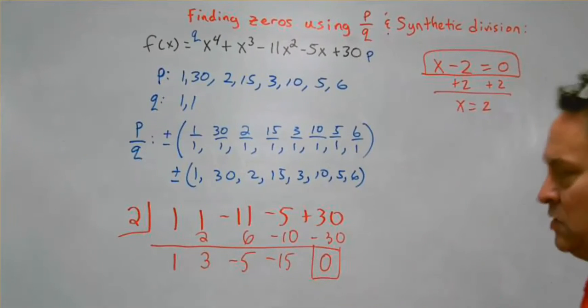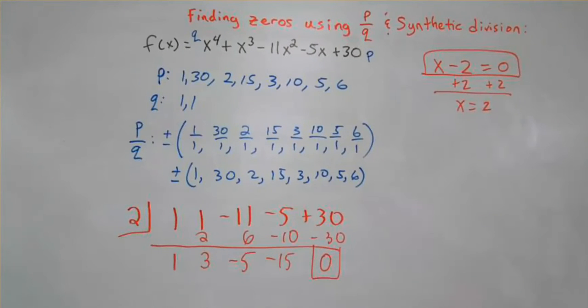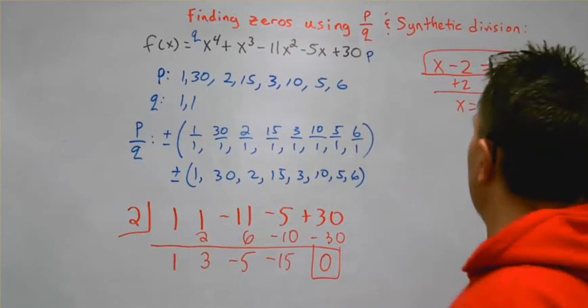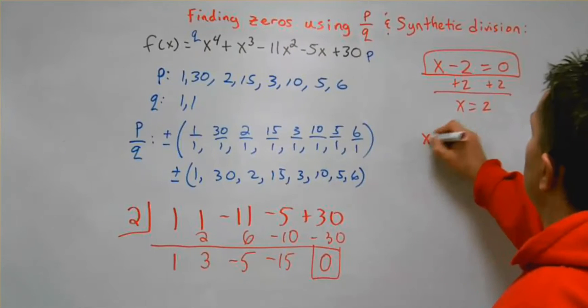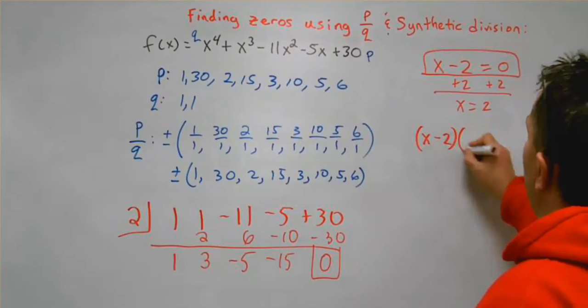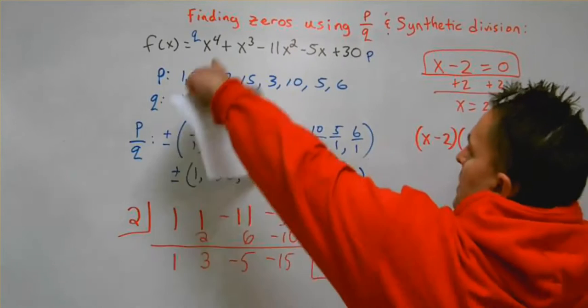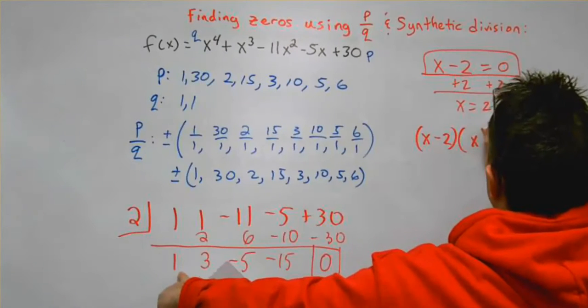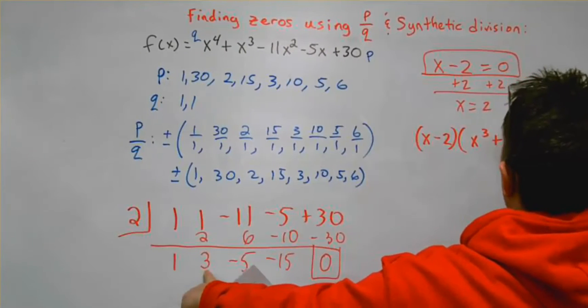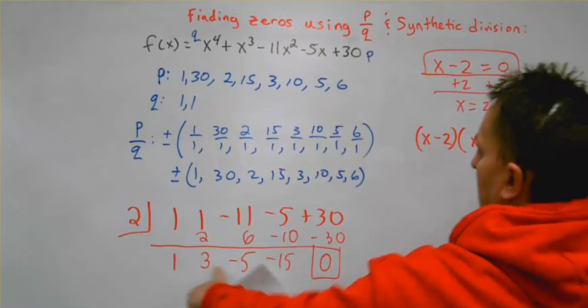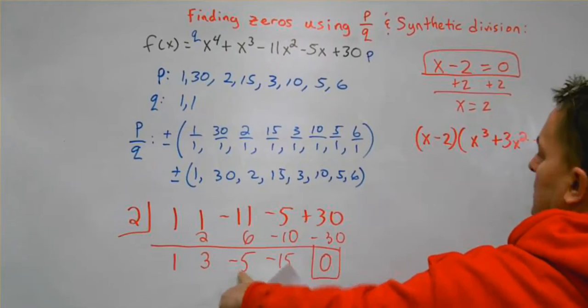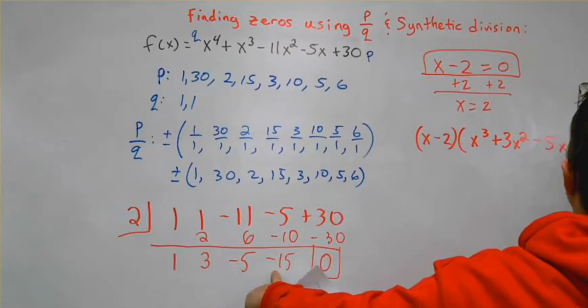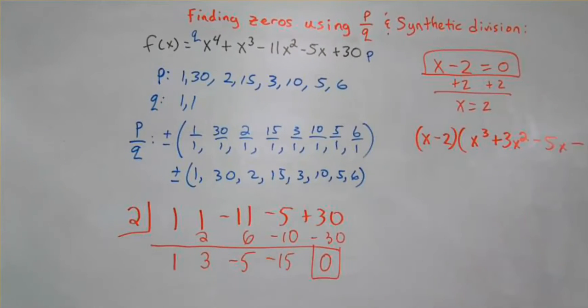So what I have left is, okay, and I'll set this up over here. I have x minus 2 times the quantity, and this is just step down 1 degree. So instead of x to the 4th, this is going to be x to the 3rd. Then that's going to be plus 3x squared minus 5x minus 15. Okay, we can see here that we've got another polynomial.